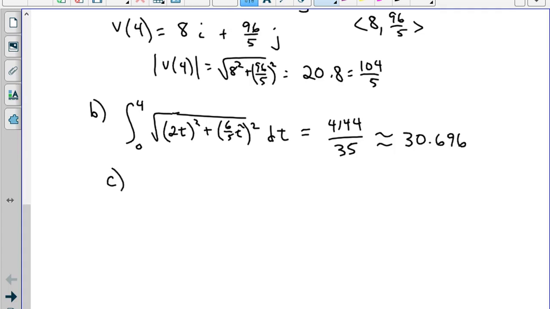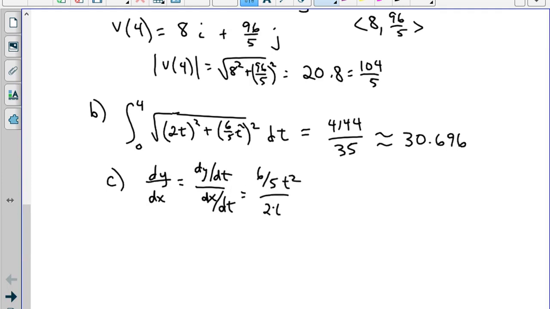Part C, if I want dy dx, I can do this in 2 different ways. I'll take dy dt over dx dt, which is 6/5 t squared over 2t, which is the same thing as 6/10 or 3/5 t. And then if I notice that in the original problem, x of t was equal to t squared minus 2, I can solve for t, and I get the square root of x plus 2.